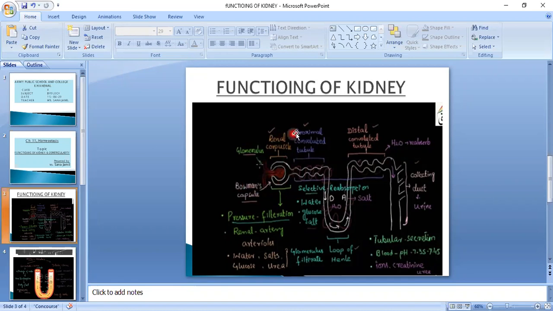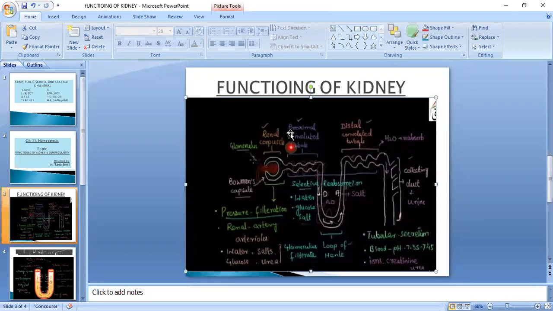The next part is the renal tubule, which starts from here. This whole part is the renal tubule, and it is further categorized into three parts. First, the proximal convoluted tubule, which you can see in a zigzag manner. The second one is this U-shaped structure, known as the loop of Henle. And the third one is the distal convoluted tubule.